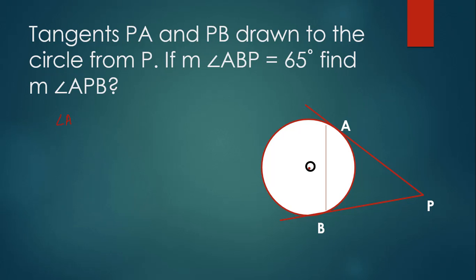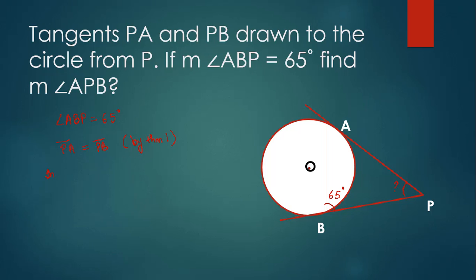We are given angle ABP is equal to 65 degrees. Let's mark this angle over here. And we have to find the measure of angle APB. Now as you can see, we have the circle O, P is the external point and two tangents PA and PB are drawn to the circle. By the previous theorem, we have seen that PA is equal to PB. By theorem 1 of this video, you will have to write the complete statement of that theorem.